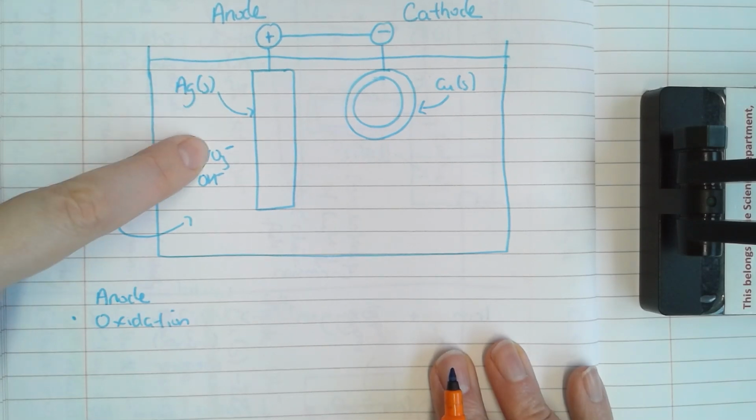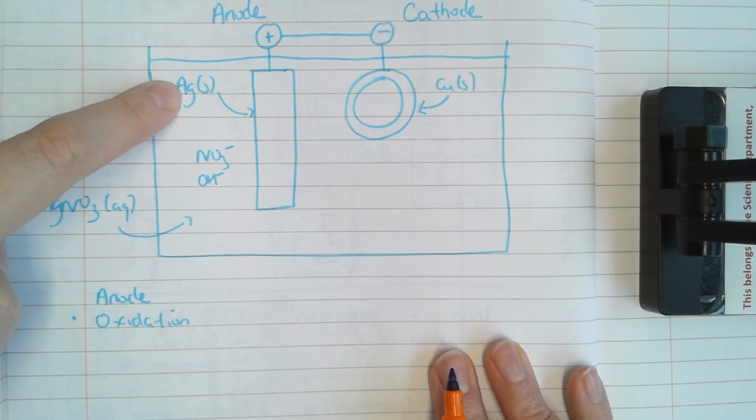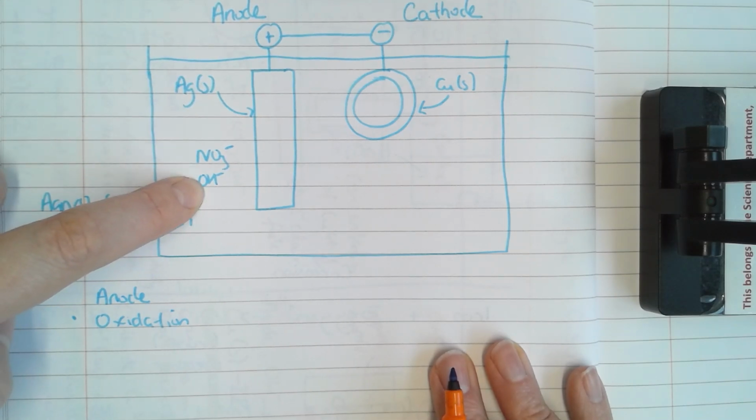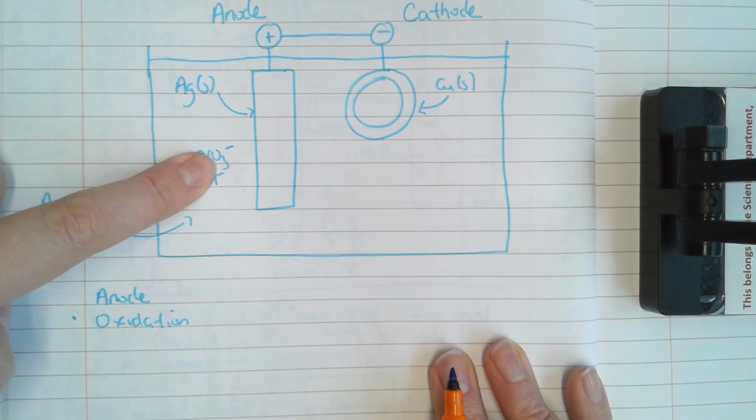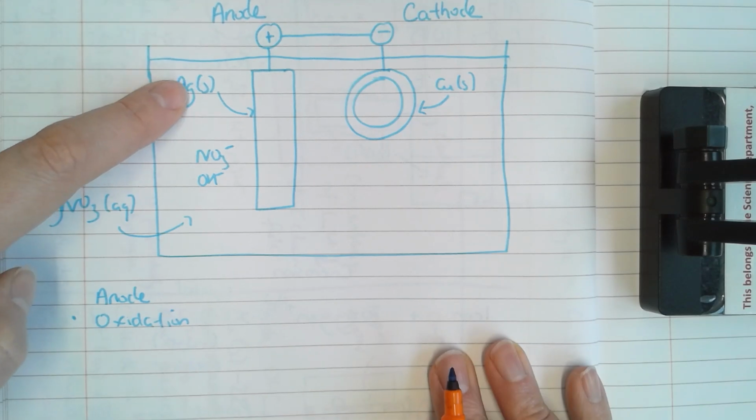So I've got three choices. Which one of these is going to be oxidized? It is going to be silver. Nothing happens to OH minus, nothing happens to NO3 minus. You can completely ignore them. It's silver that is oxidized.